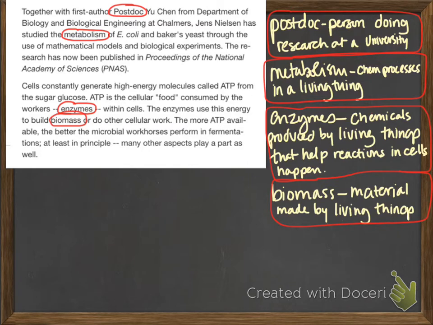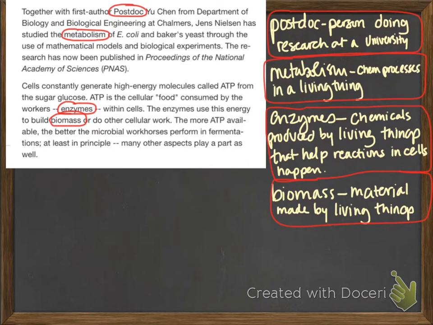Cells constantly generate high-energy molecules called ATP from sugar, glucose. ATP is the cellular food consumed by the workers, enzymes within the cells. The enzymes use this energy to build biomass or do other cellular work. The more ATP available, the better the microbial workhorses perform in fermentation, at least in principle. Many other aspects play a part.